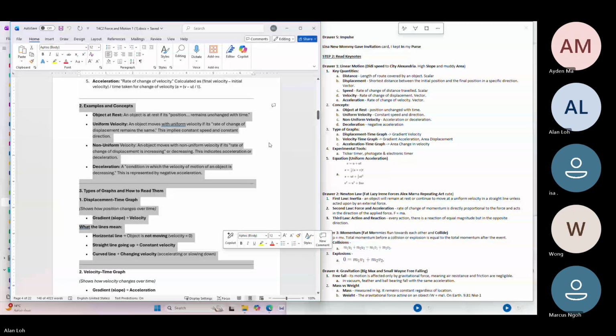Right? Yep. So this is the summary of how you remember these three types of graph, and the important points are what is the gradient for this graph. The gradient for this graph number one is representing velocity. The gradient for graph number two is representing acceleration. And then the area below the graph is displacement for velocity over time, and change in velocity for acceleration over time.